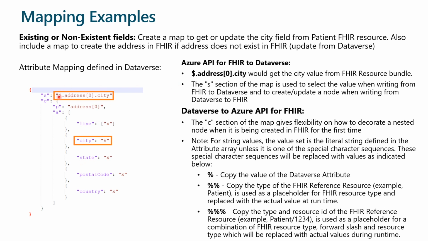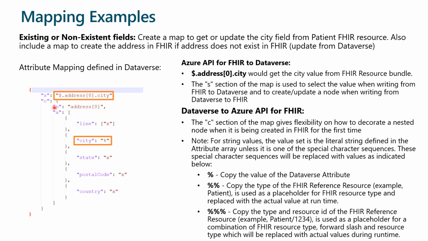The JSON expression defined in the S section, in this case $.address0.city, would get the city value from the FHIR resource bundle. The S section of the map is used to select the value when writing from FHIR to Dataverse and to create or update a node when writing from Dataverse to FHIR.